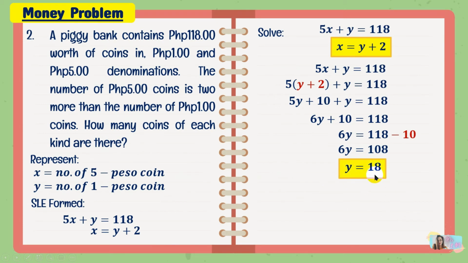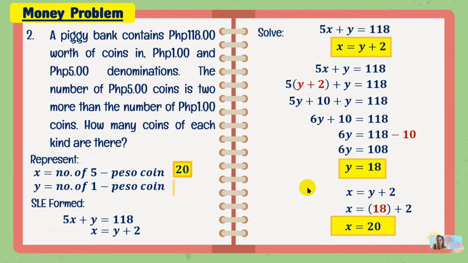So, ito pong y na value natin, isa-substitute natin sa ating second linear equation para makuha ang value ni x. So, magkakaroon tayo ng x is equals to 18 plus 2 and 18 plus 2 is equals to 20. So, the number of 5 peso coin is 20 and the number of 1 peso coin is 18. To get the value, we have to multiply the number by the amount. So, ang amount po ay 5 peso, 5 times 20, that's 100, and then 1 times 18, that is 18. And pag pinag-add natin yan, sabi nga po dito sa problem, dapat ay 118 pesos. And pag pinag-add naman natin to ay 118 pesos nga ang ating makukuha.